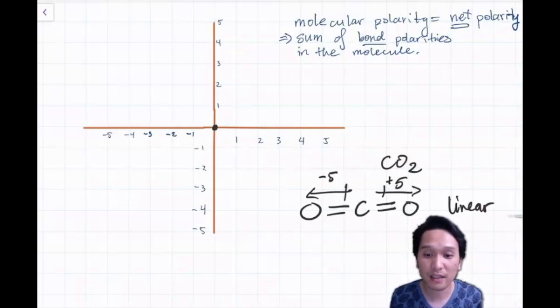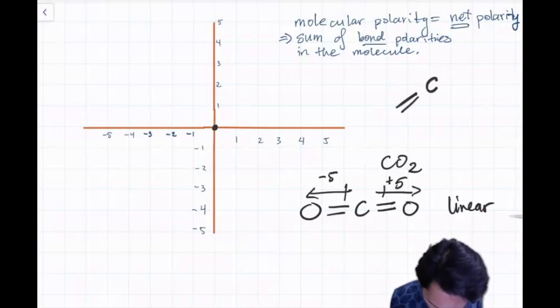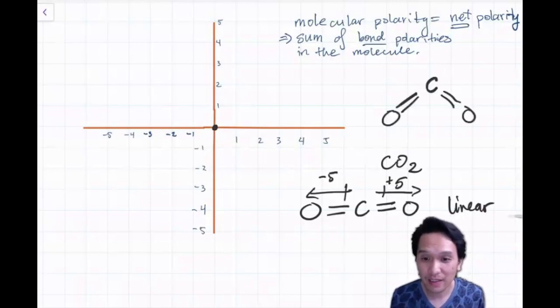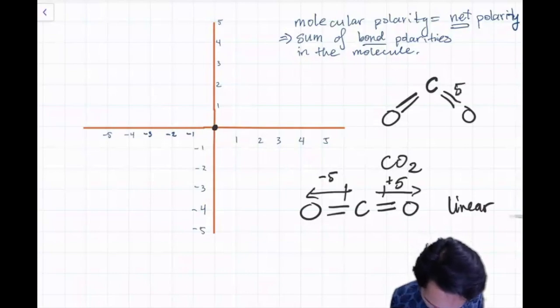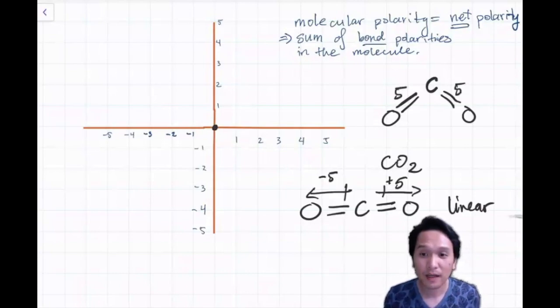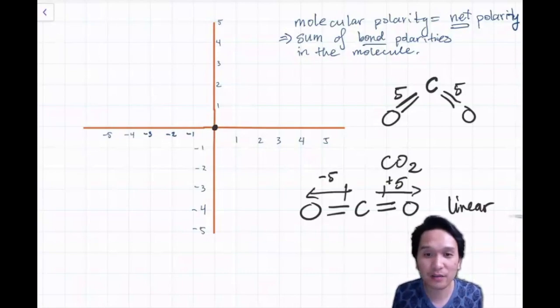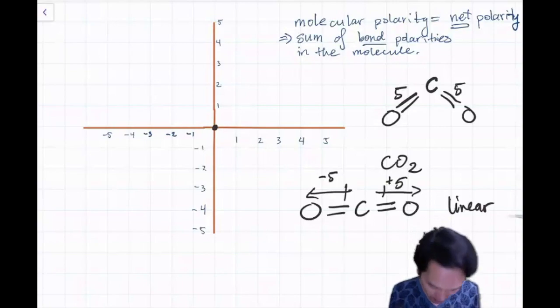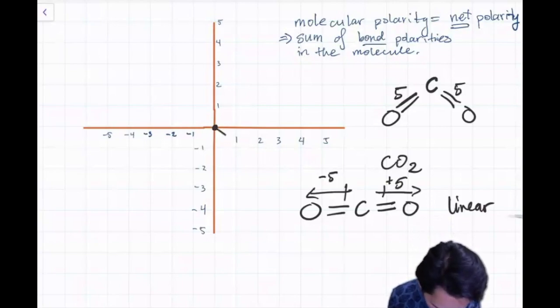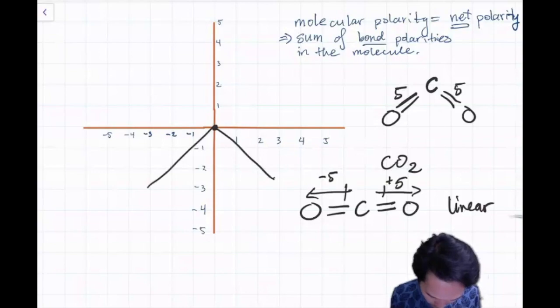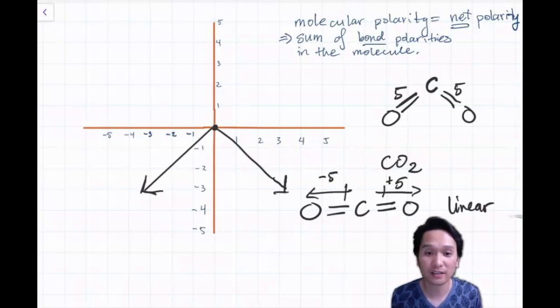Now let's imagine that you didn't know CO2 was linear. Let's imagine you think CO2 was bent. If CO2 was bent, it still has 2 polar bonds, and those polar bonds still have the same value, right? I'm not going to put positive or negative on this side because it's not on the x-axis, so we don't know what the size is. But I can draw it out. It's not going to be to scale. So these are called vectors, basically. So you can add these vectors up.